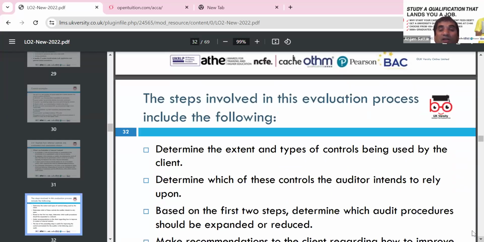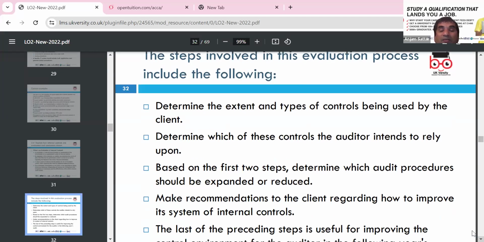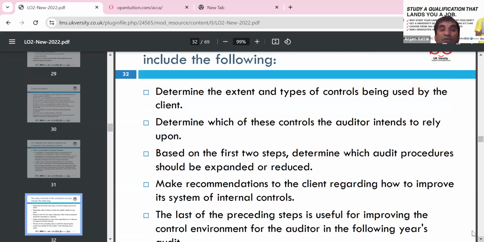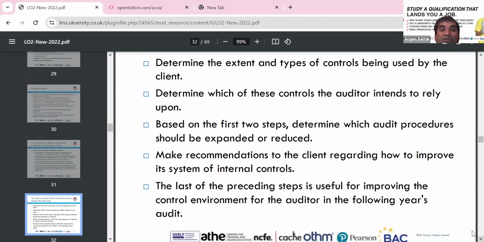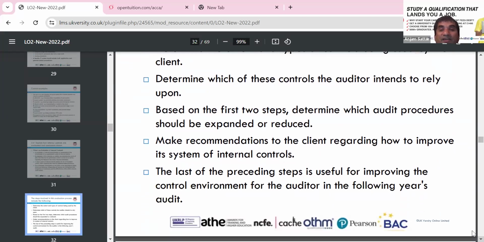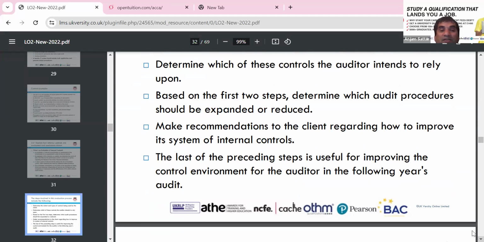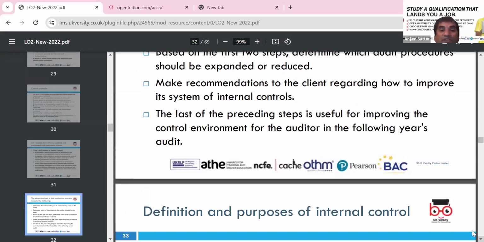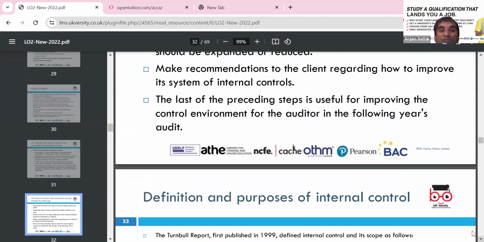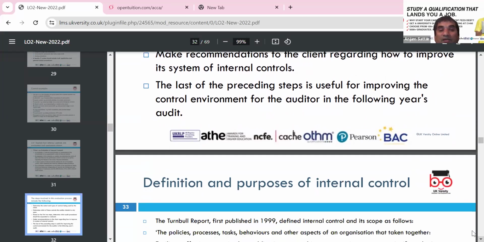The steps involved in the evaluation include: determine the extent and type of control used by the client; determine the controls and the details the auditor intends to rely on; based on the first step, determine whether audit procedures should be expanded or reduced, and draw recommendations. Internal control procedures and steps are used to improve the control environment.